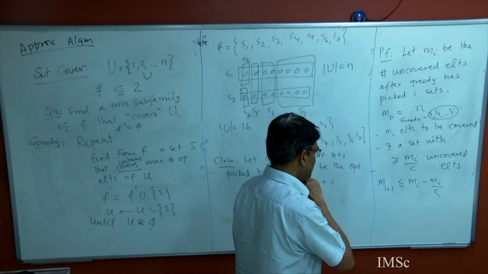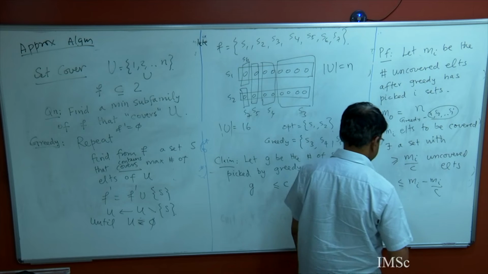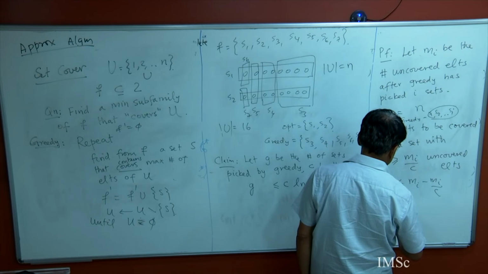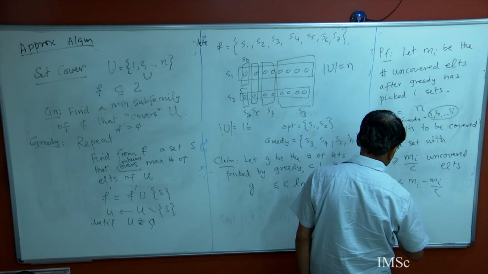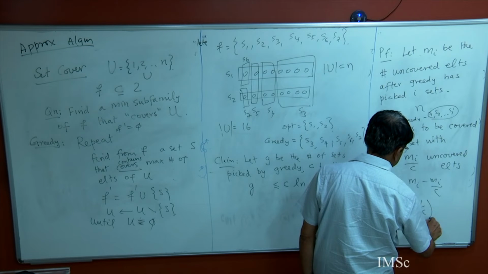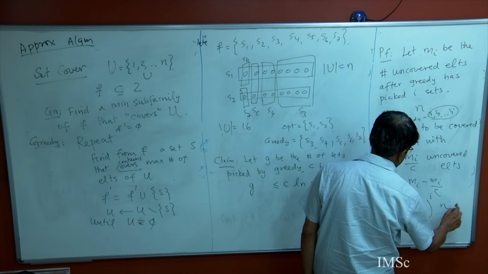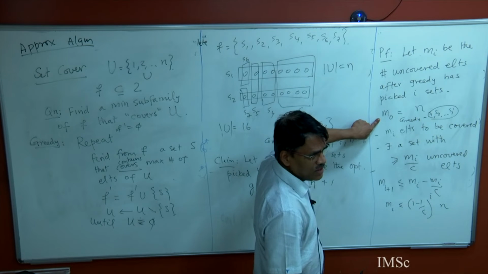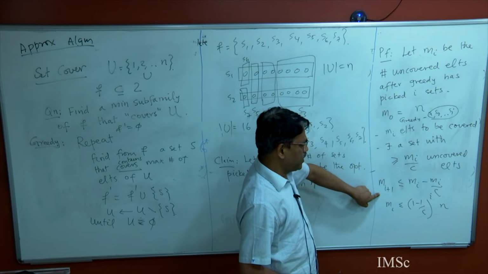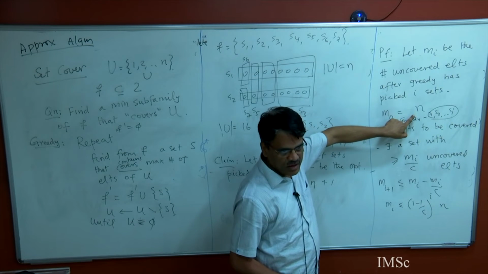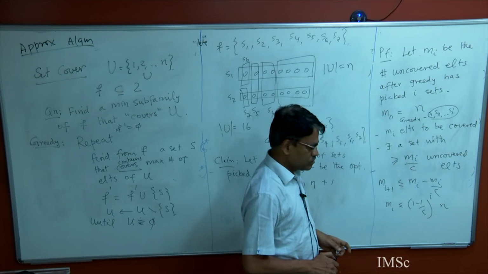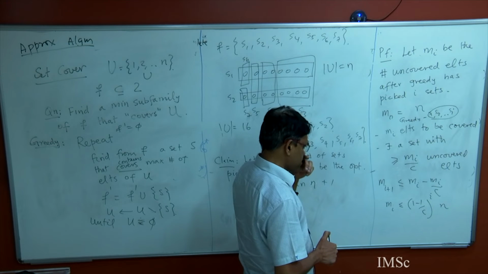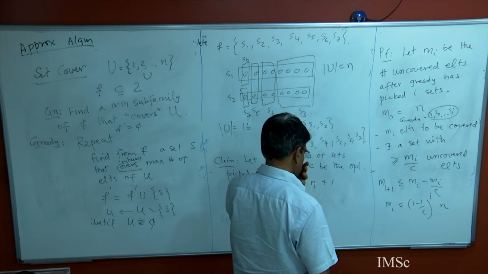So what do I want to show now? If I telescope this, what do I get? I get that Mi is less than or equal to (1 minus 1 by C) whole power i times n, right, because M0 is n. So M1 by this would be (1 minus 1 by C) times n, M2 would be (1 minus 1 by C) whole squared times n. So Mi is this.